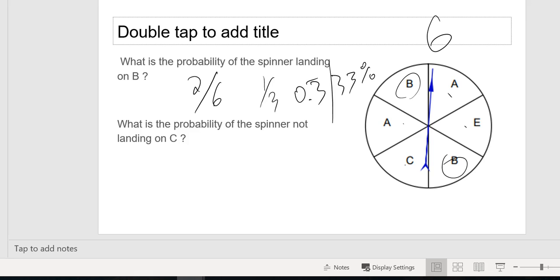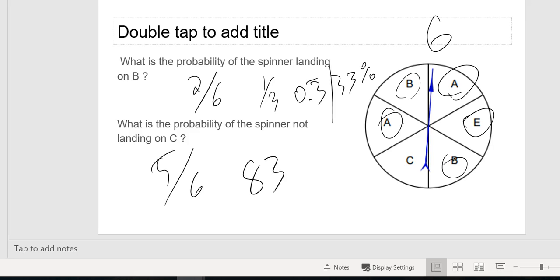What's the probability of not landing on C? So circle everything that's not C. So that means there's 5 numbers out of 6. 5 divided by 6 is about 0.83 or 83%.